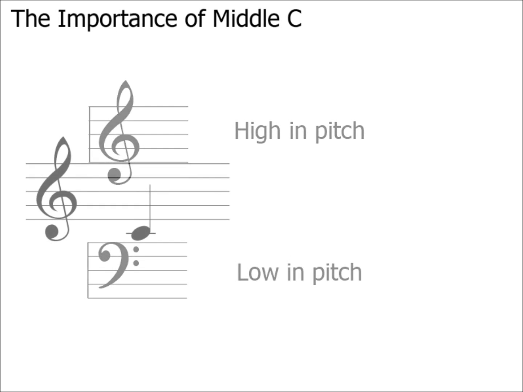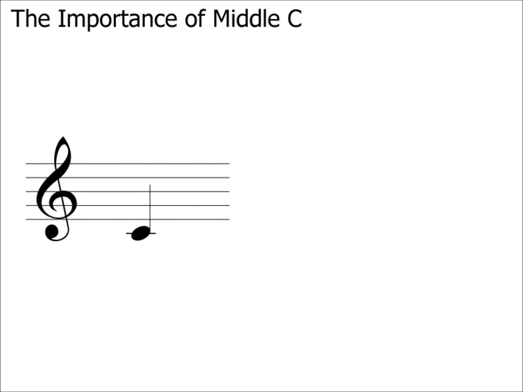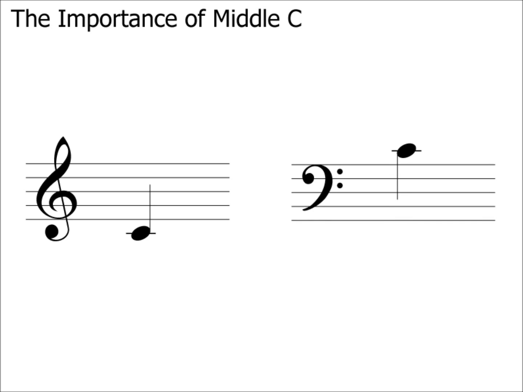Here's middle C in the treble clef. Here's middle C in the bass clef. They look very different. In the treble clef, the note is below the stave, whereas in the bass clef, the note is above the stave. However, they are, in fact, the very same note.